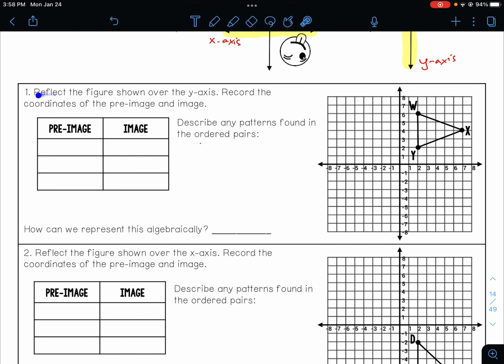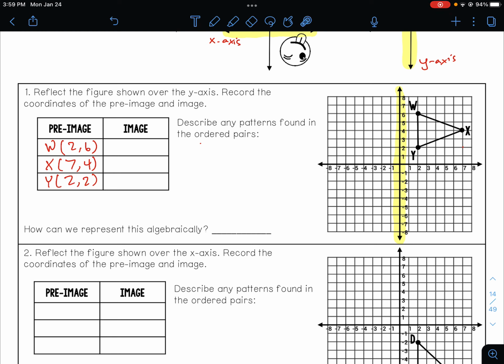All right, so number one: reflect the figure shown over the y-axis. Record the coordinates of the pre-image and image. So the y-axis is this axis right here. And they want us to record the coordinate points, each point, so W, X, and Y. W is at 2 and 6. X is at 7 and 4. And Y is at 2 and 2.